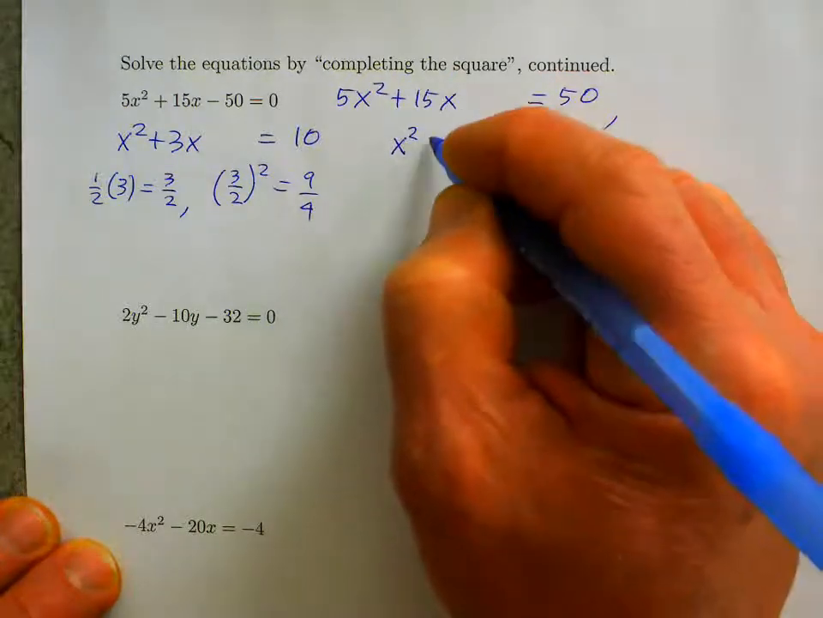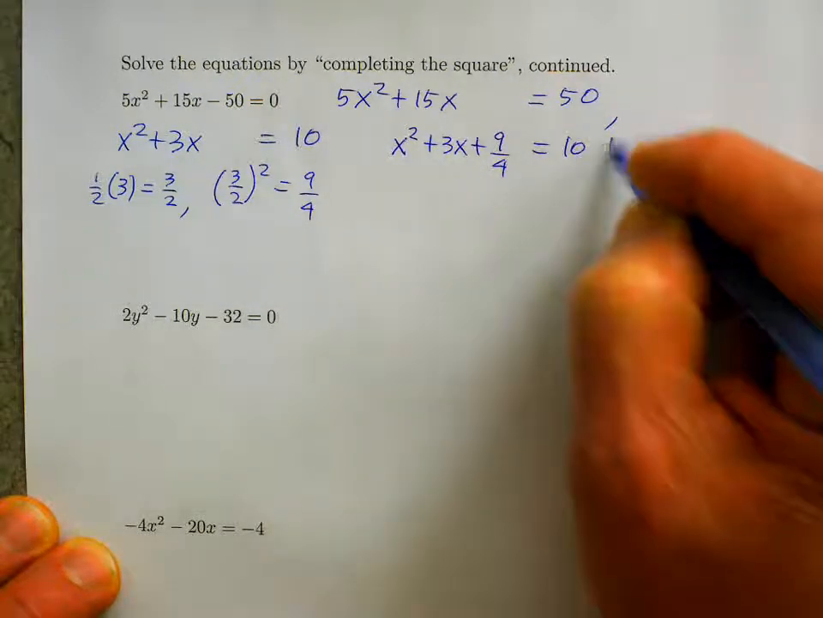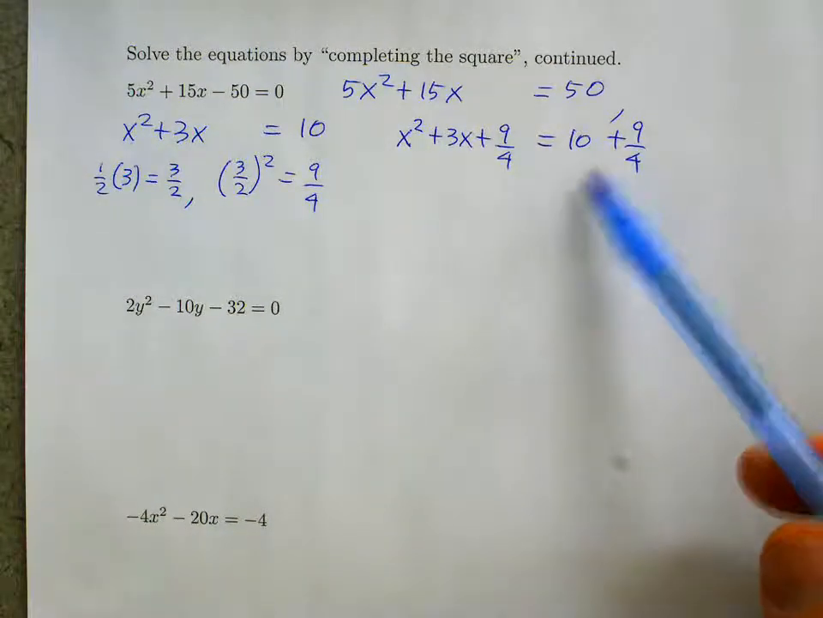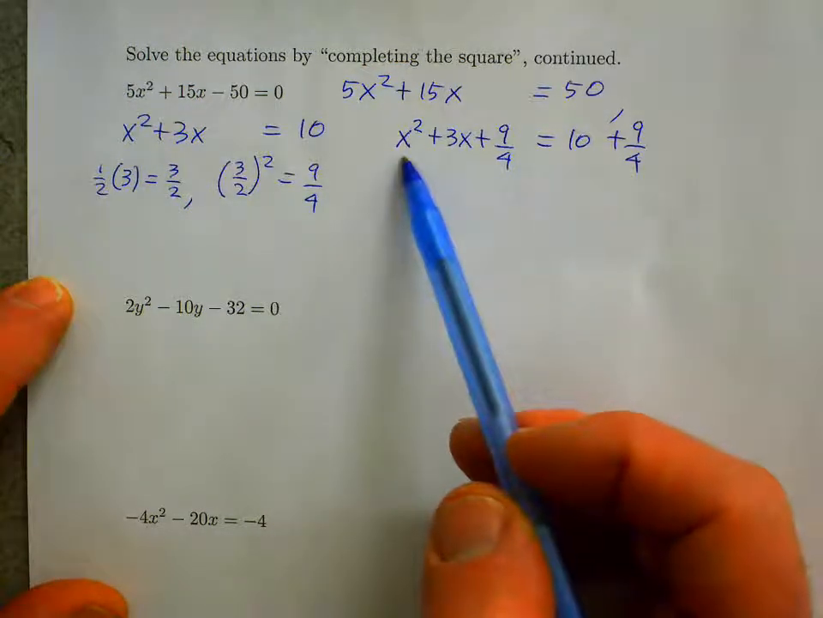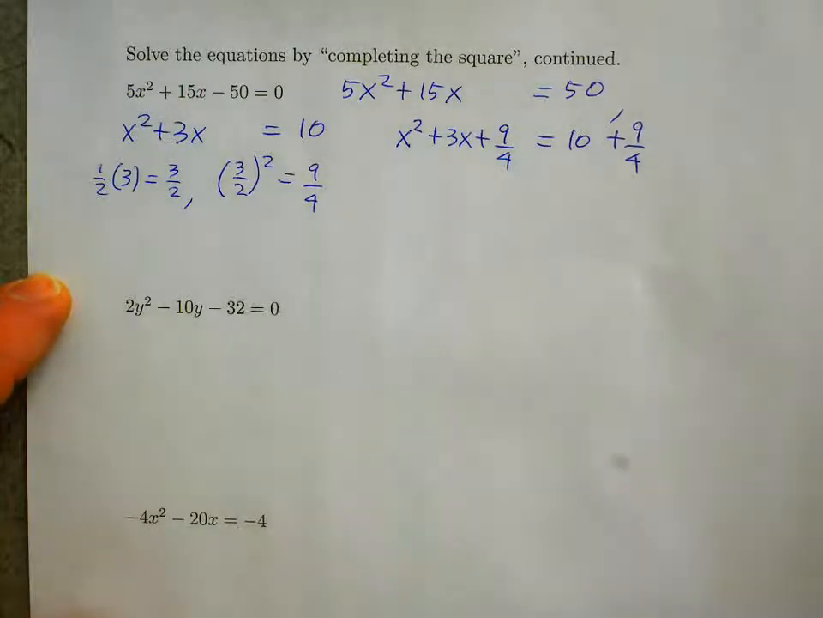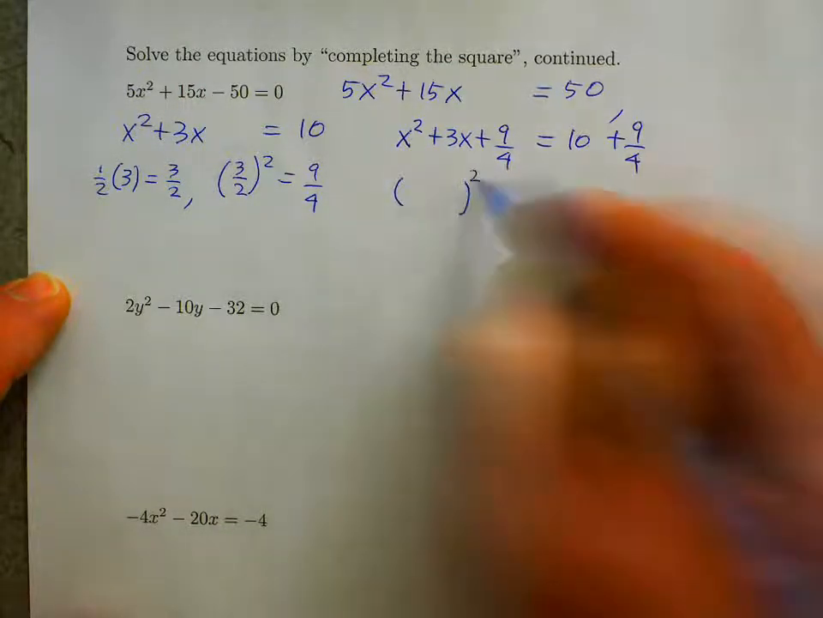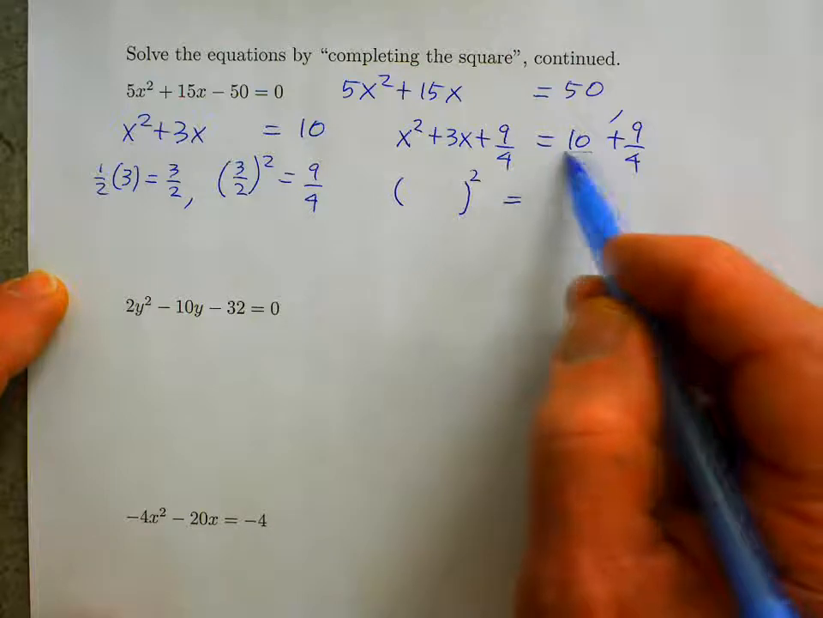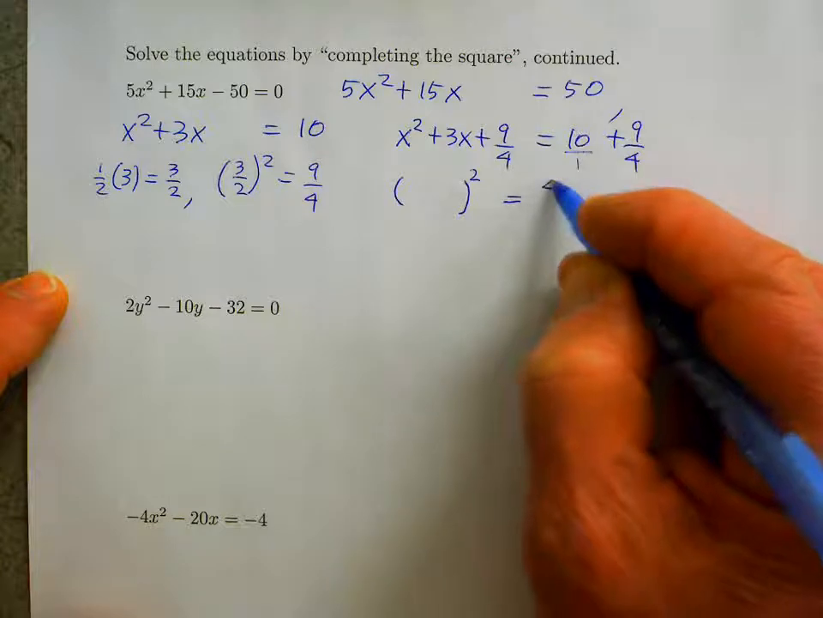And we get x squared plus 3x plus 9/4 equals 10 plus 9/4. And we have to simplify the 10 plus 9/4. And we also have to write a binomial squared that's equal to this perfect square trinomial. Okay, so we have some binomial squared, and the least common denominator on the right-hand side is 4. So 10 over 1 is equivalent to 40 over 4.